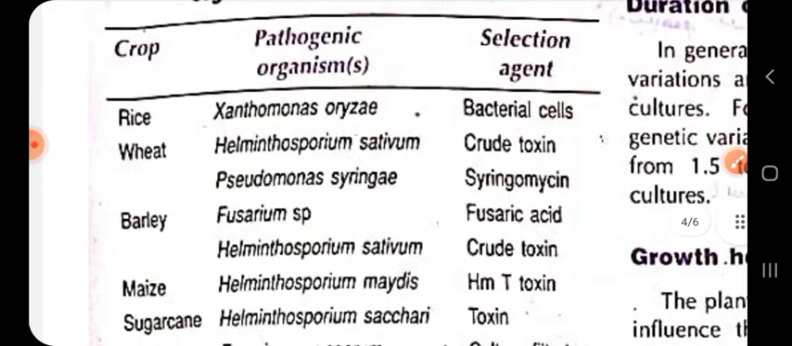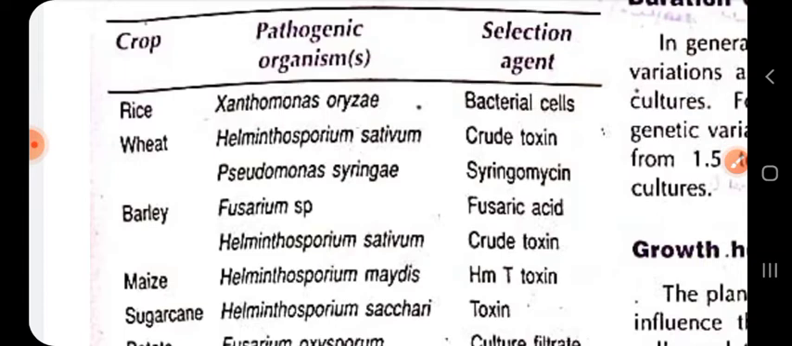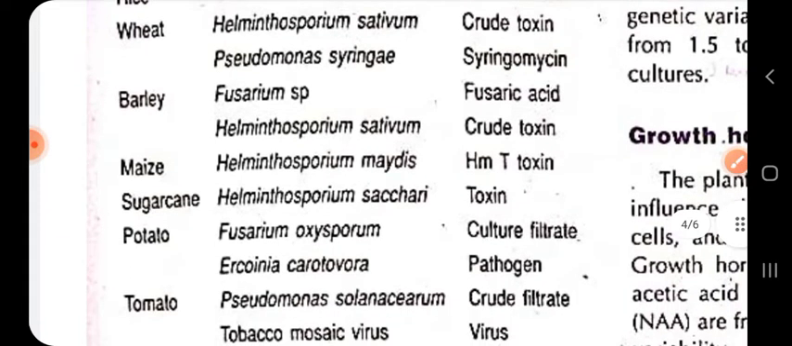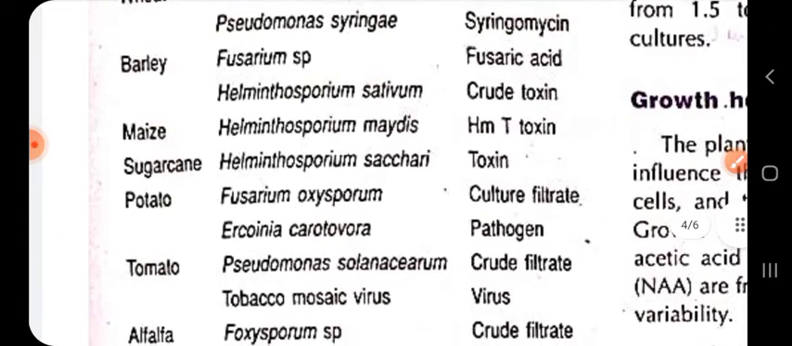In the same way, for wheat, Helminthosporium sativum, crude toxin has been taken from that Helminthosporium sativum, and that crude toxin is added to the culture medium. On that culture medium the wheat callus are grown, and we further screen which callus are growing in that medium having the crude toxin. So this is a selected list that we can normally see. I'm not talking about all the names here.